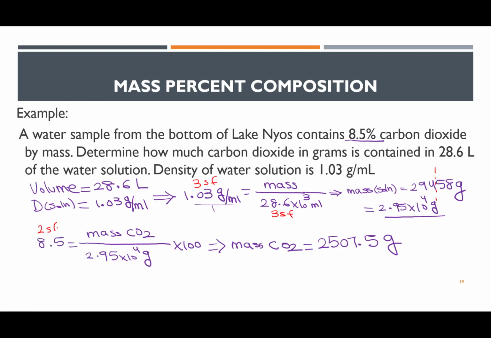This number is 2 sig fig, and this number is 3 sig fig, while 100 is just a number with unlimited sig fig. Between 2 and 3, I'll choose 2, that has the least sig fig. And when we round this number, you will get 2.5 times 10 to the power of 3 grams. Okay, then this will be the mass of carbon dioxide in grams dissolved in that water solution.